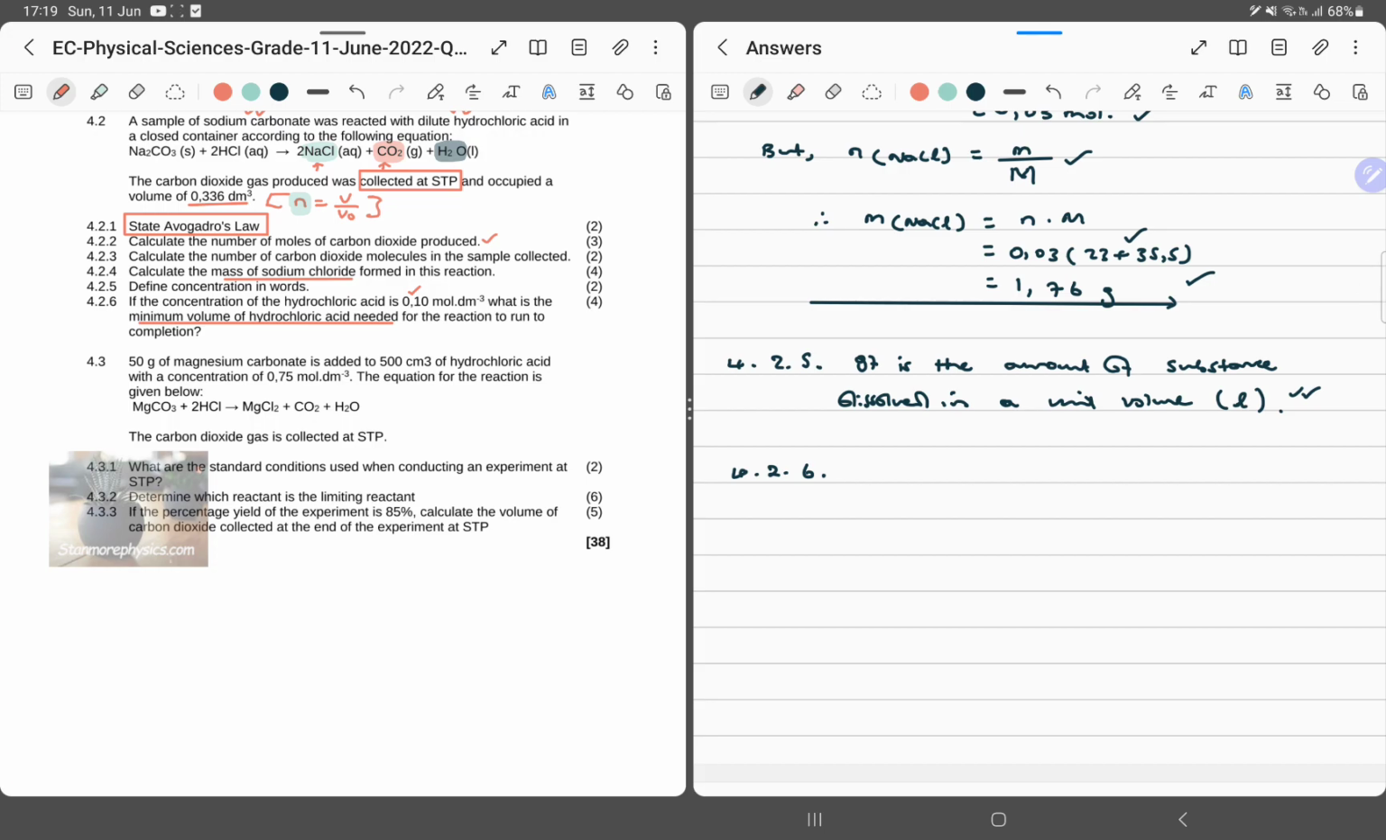Now let's see something there. So we're given the concentration.